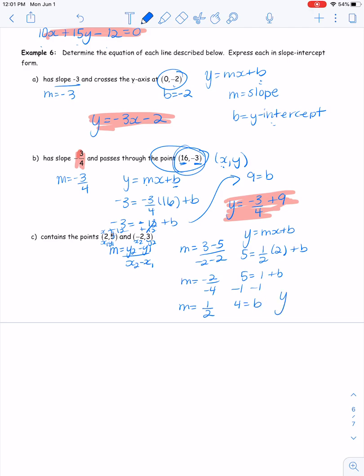Now I need to put it back into that y equals mx plus b, where I know m is the slope and b is 4. And that is it.